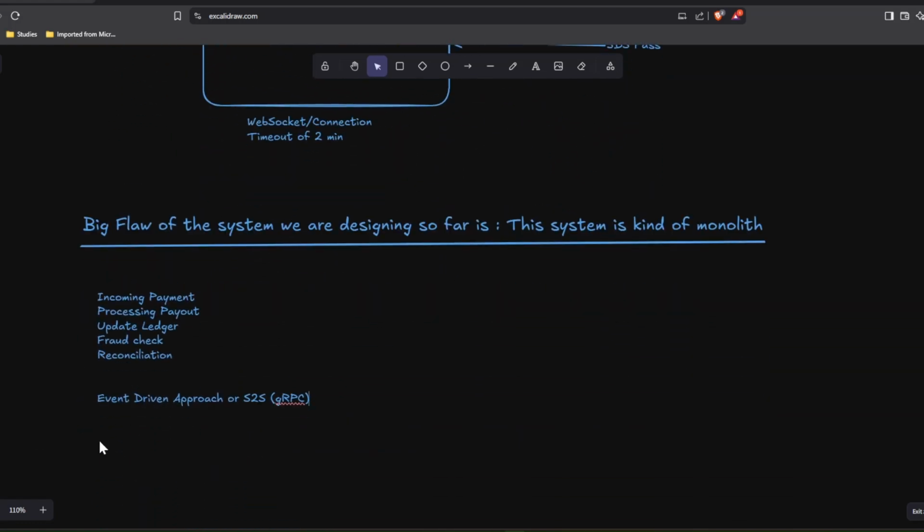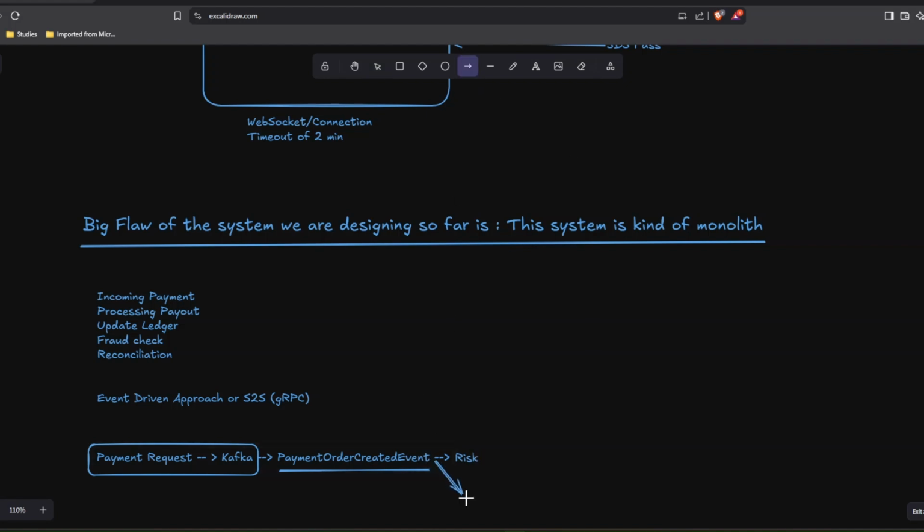Suppose a payment request comes. Okay, there is a payment request comes, and what I'm going to do is I'm going to place it on my Kafka or in my message queue. Okay, so from that message queue, what will happen is there will be a payment order created event, one event will be published. Okay, so let me just draw these two things because these are system and this is my event. This event will be published. So it will then run on to the risk check service or the fraud service. In one way it will go, another thing might go to the analytical service.